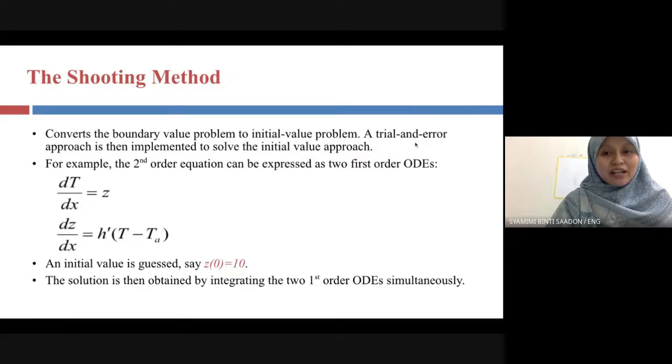Then there is trial and error. We try and make errors, and that is why it is called the shooting method. The trial and error approach is then implemented to solve the initial value problem. So we solve it like an initial value problem, it's just that we have to make some assumptions. We have to play around.